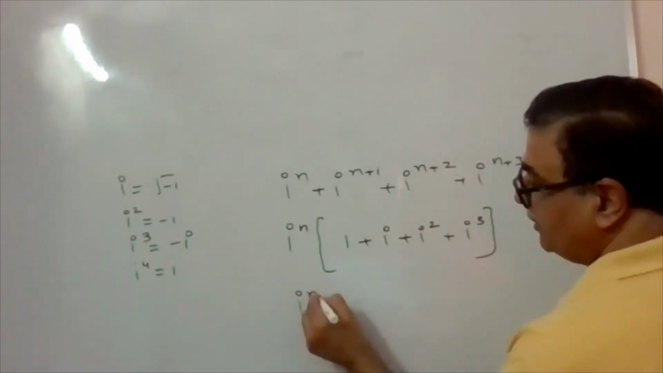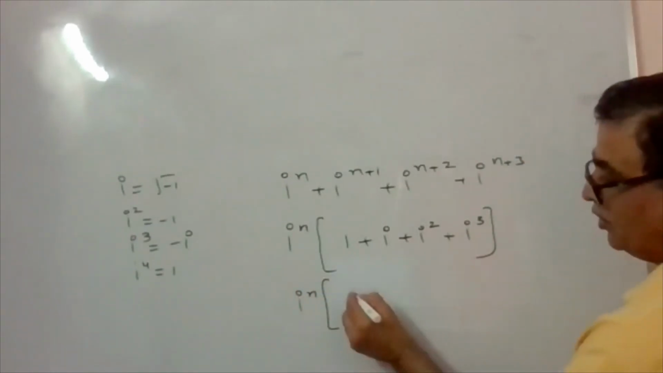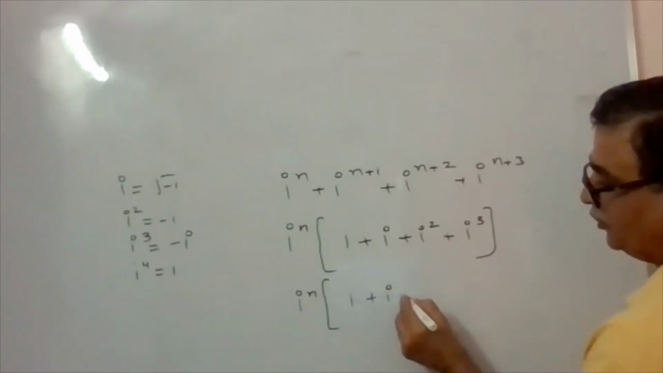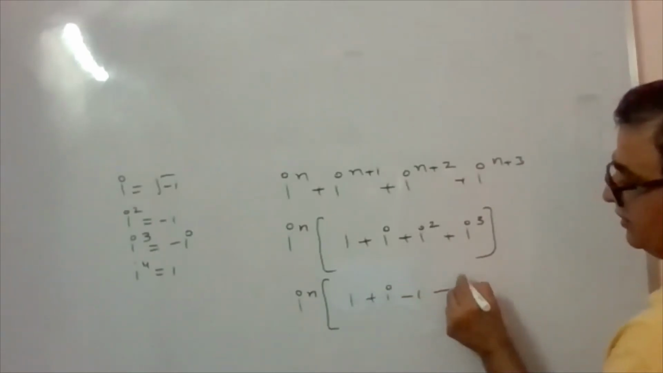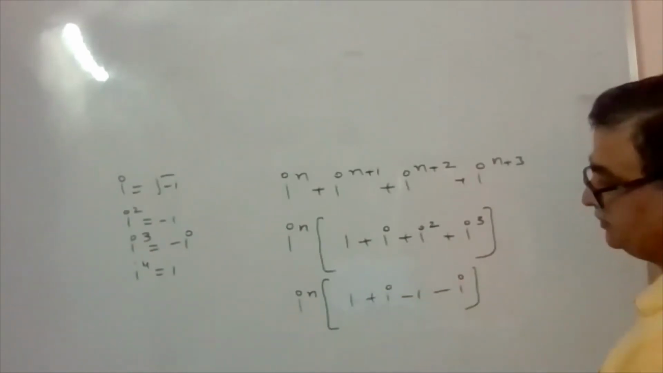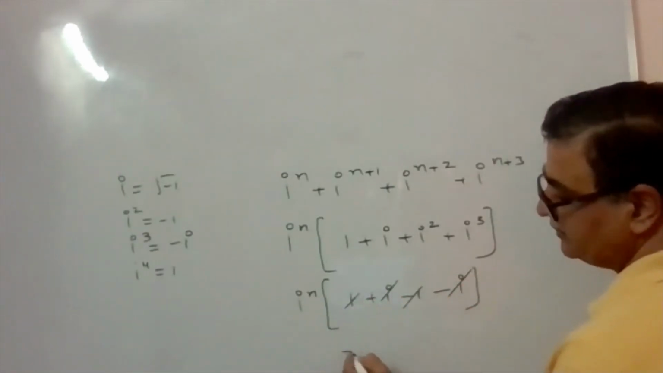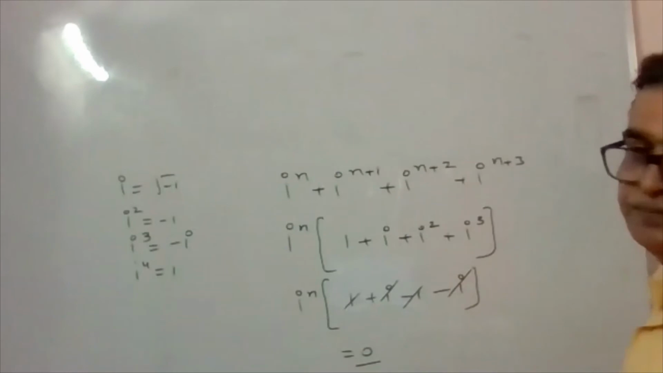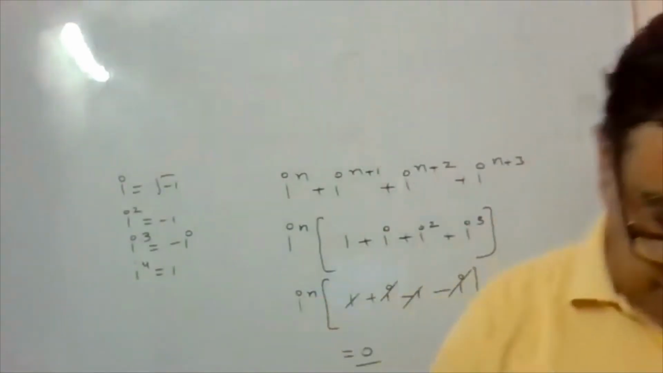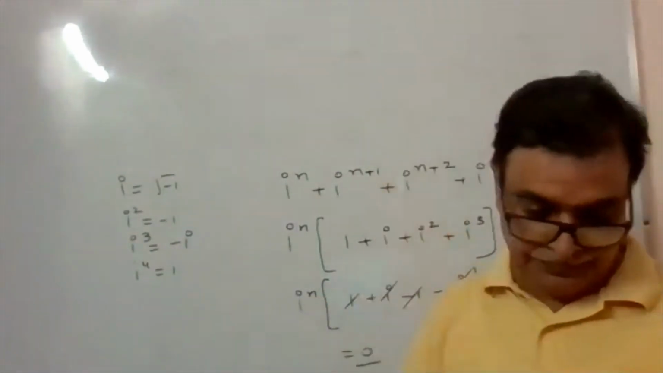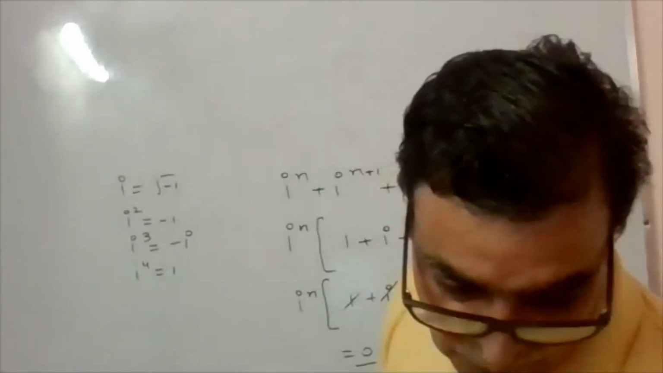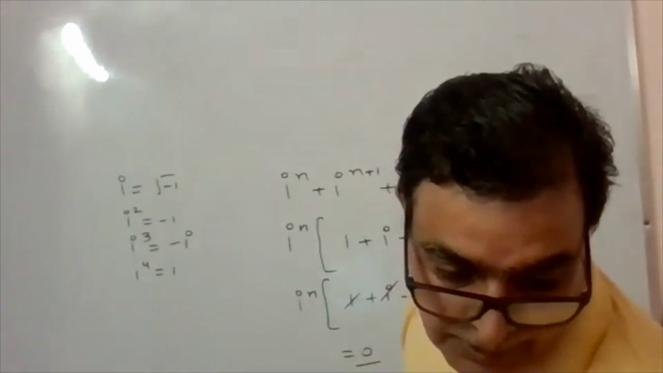Then I get iota power n here, 1 plus iota minus 1 minus iota. Then what you will find, iota and iota cancel out, 1 and 1 cancel out, your result is left 0. So this way you can do questions now.